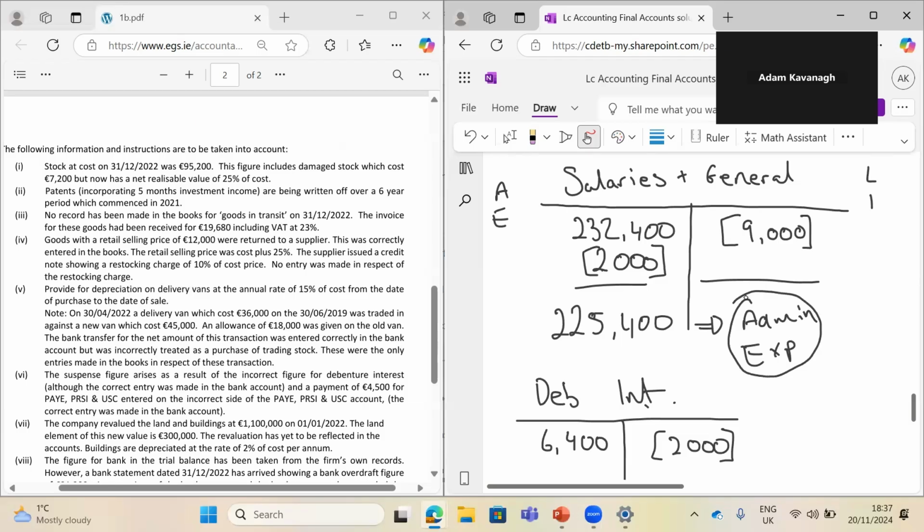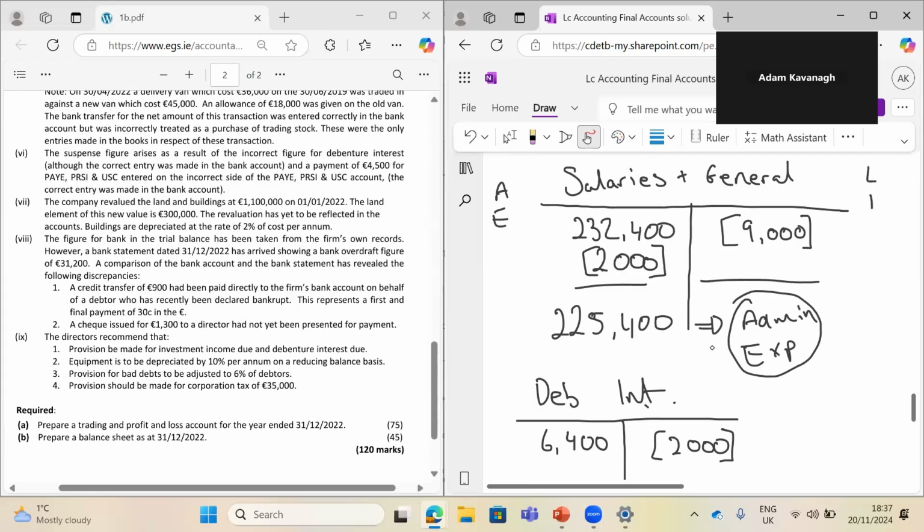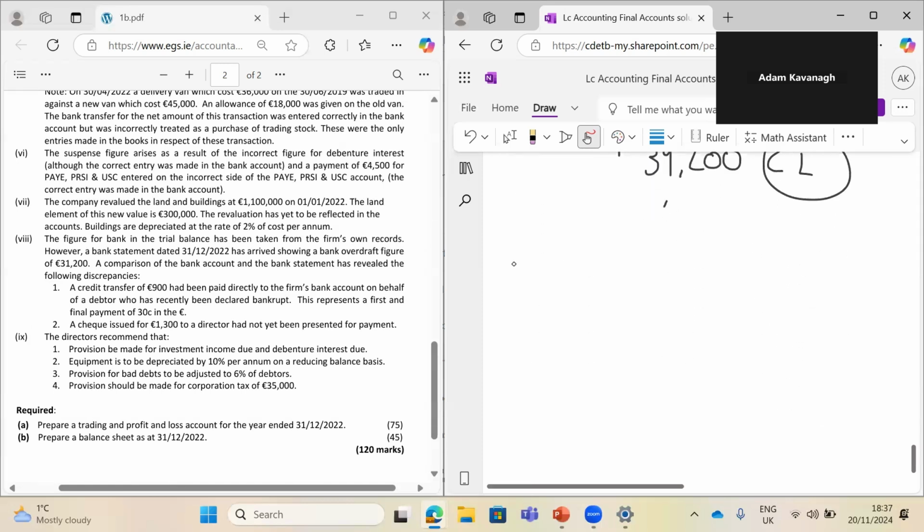Okay, so that's adjustment number 6 finished. The next adjustment is all to do with buildings revalued. So we go down to the next adjustment, adjustment number 7. It says the company revalued land and buildings on the 1st of the 1st. The land and buildings element of this was 300,000, and then the revaluation wasn't reflected in the accounts. After that, we need to depreciate buildings at a rate of 2% of cost per annum. Okay, so this is adjustment number 7, revaluation.